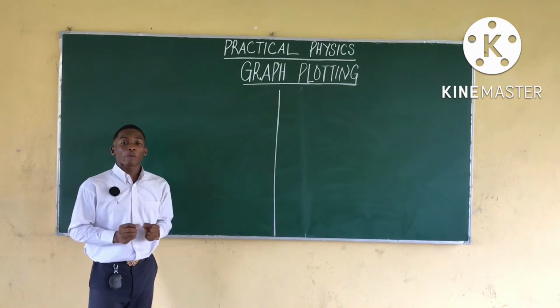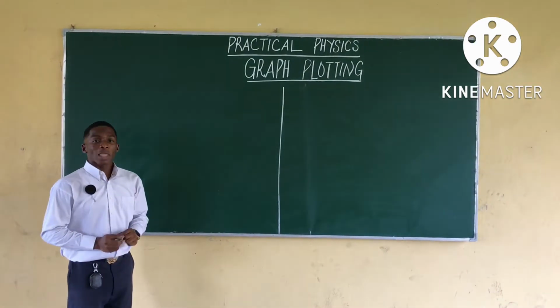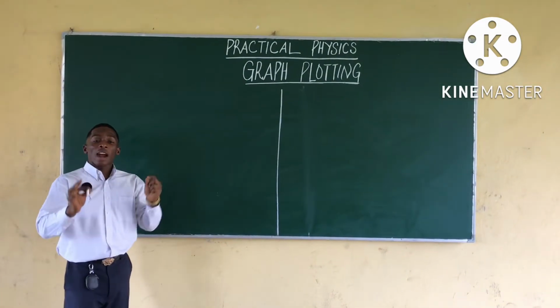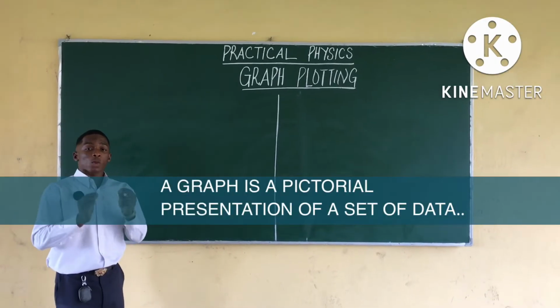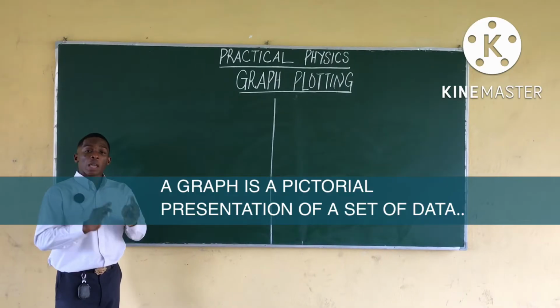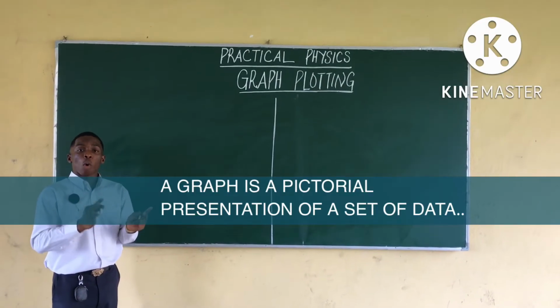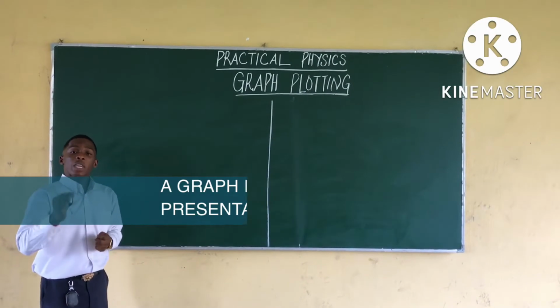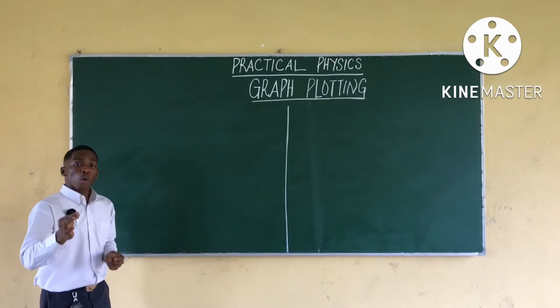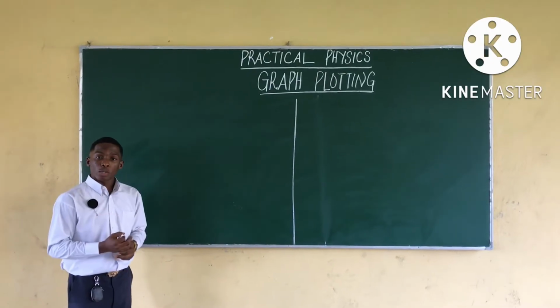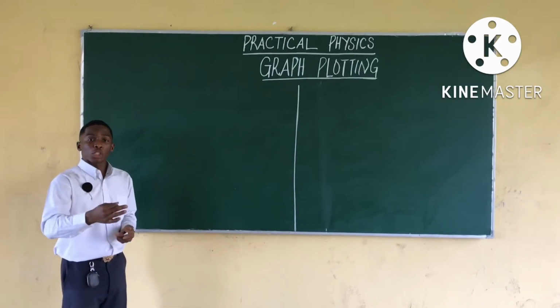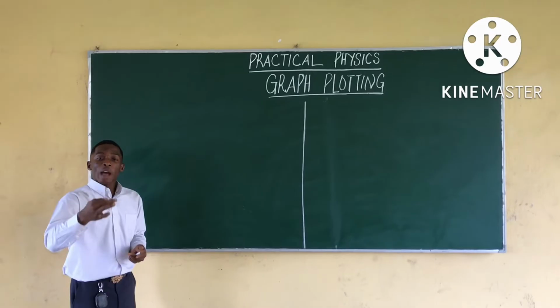So today we'll start from the definition of a graph. Now, what is a graph? A graph is a pictorial representation of a set of data. It means that a graph shows a relationship between two variables.